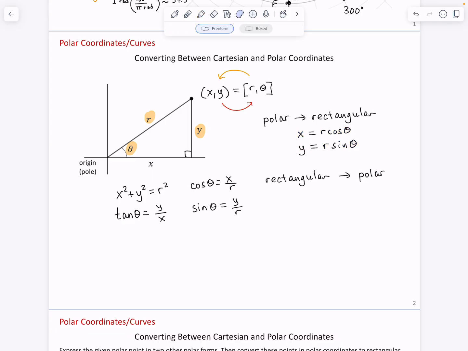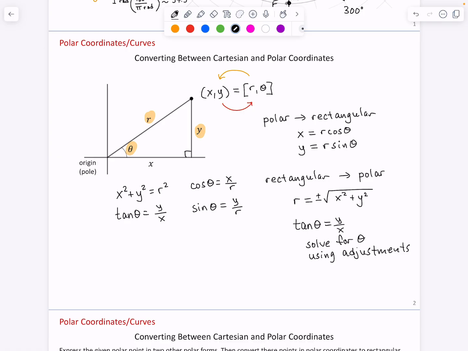Now to convert the other way around, if you know the rectangular and you want to find the polar, you will use these two equations. So r can be found by doing the square root of x squared plus y squared, and you could keep the plus or the minus value. We're going to see that you will have options. And then to find theta, we're going to have to solve this equation using adjustments of the arctangent of y over x, depending on the quadrant that we're after.